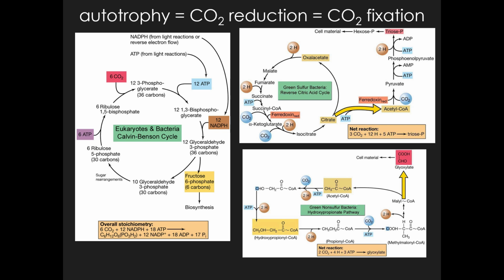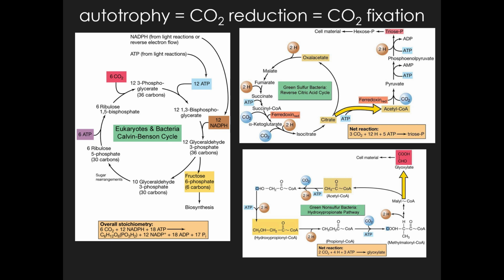Either way, you're talking about the same thing. You're talking about converting CO2 into an organic compound, and there are three basic ways that that is done. The first way, on the left, is utilizing something called the Calvin-Benson cycle, and the Calvin-Benson cycle is the sole way that sugars are produced in plants and in plant-like protists and in some bacteria.